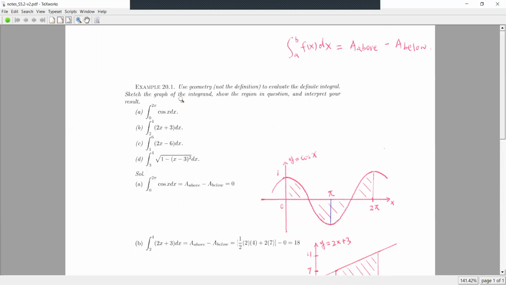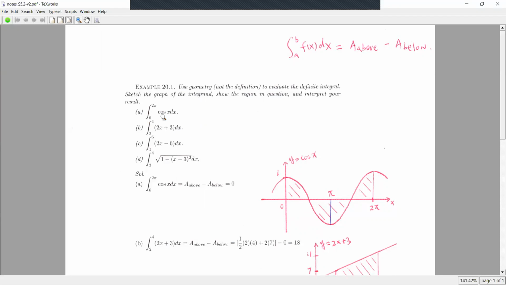Sketch the graph of the integrand. What is the integrand? The function f is called the integrand of the integral. Sketch the graph of the integrand, so the region in question, the region that is between the graph of the function and the x-axis and between a and b. And interpret your result.